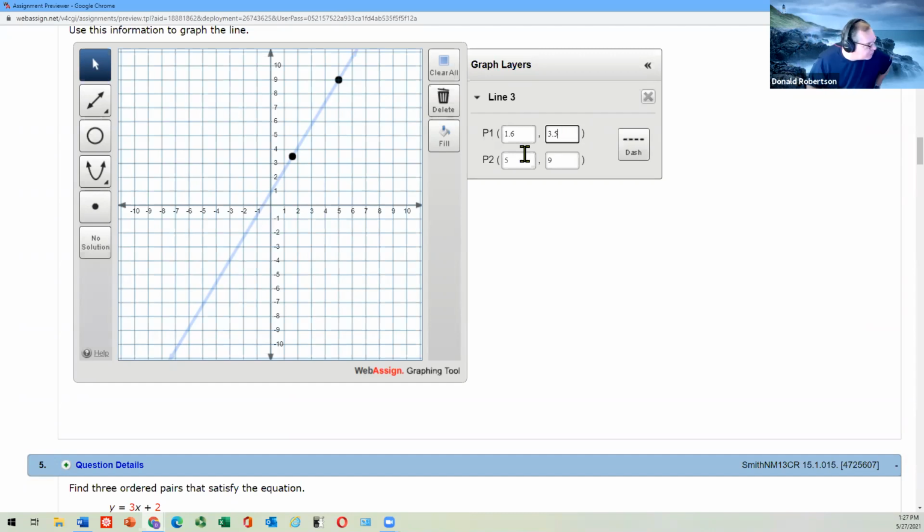Now I want to try something because I don't think it's going to work, but let's just try it for fun. Let's put 500, 900 in and see if WebAssign will just adjust itself to fit. I've never tried this, so I'm about to find out. And the answer is it can't do it. So you're never going to get any number bigger than 10 or less than negative 10. Okay, thank you very much.